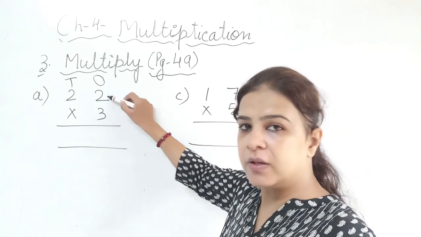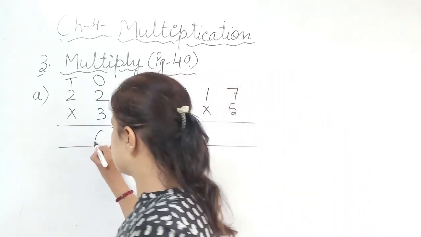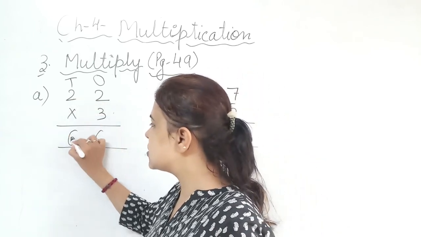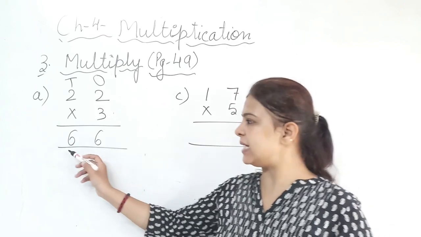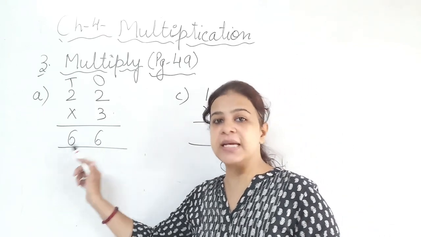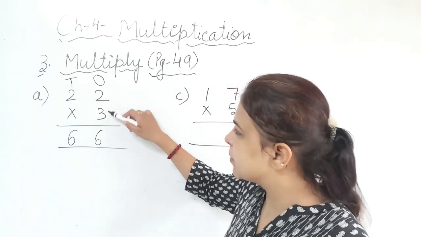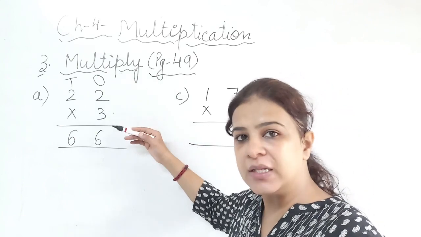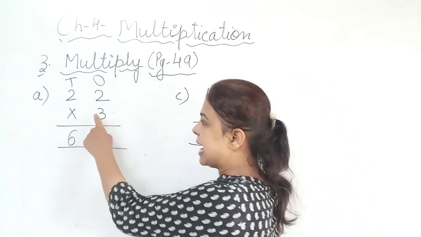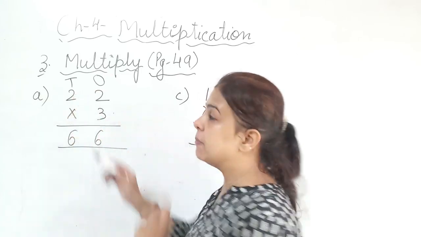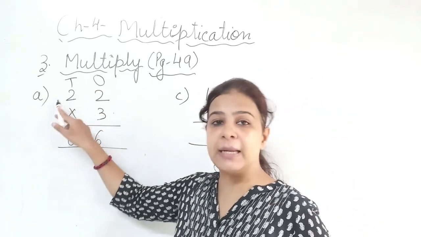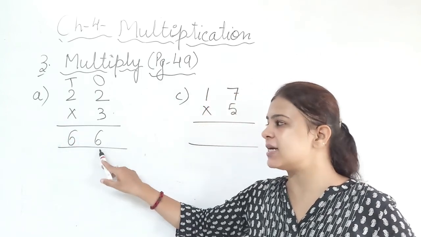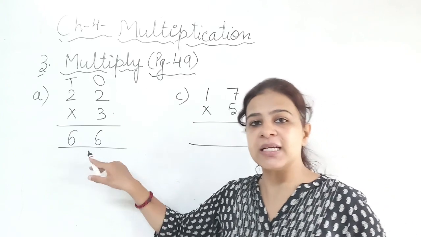3 twos are 6. Okay, now here 3 twos are 6. So your answer is what? You can see this answer. It is written 66. Okay children, means 3 twos are. 2 is at the ones place. 3 multiplied by 2 ones gives 6 ones. And 3 multiplied by 2 tens means 20. So 3 multiplied by 2 tens will be 6 tens. So 6 tens and 6 ones. The answer is here 66.